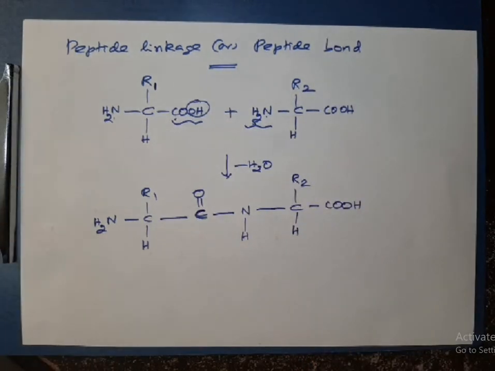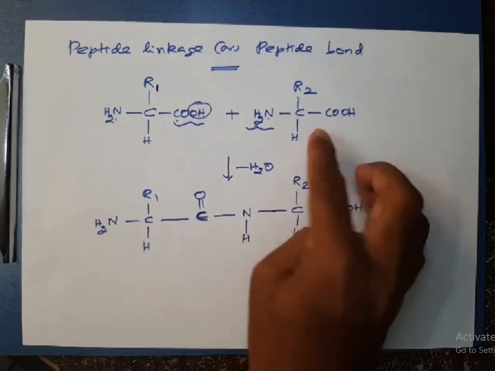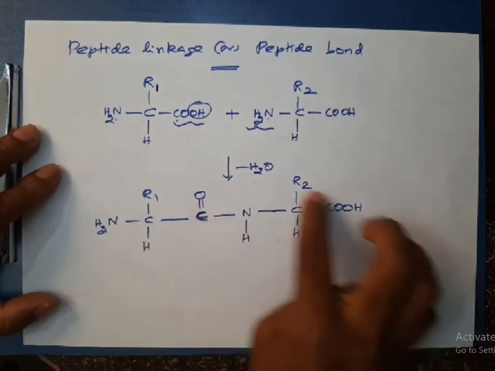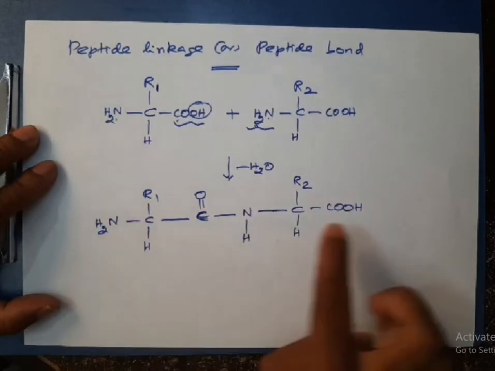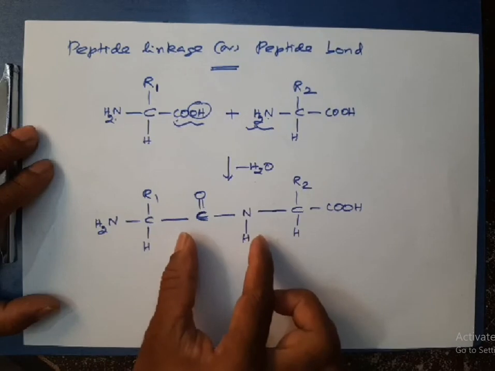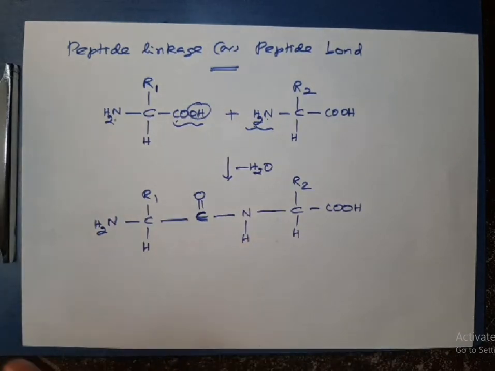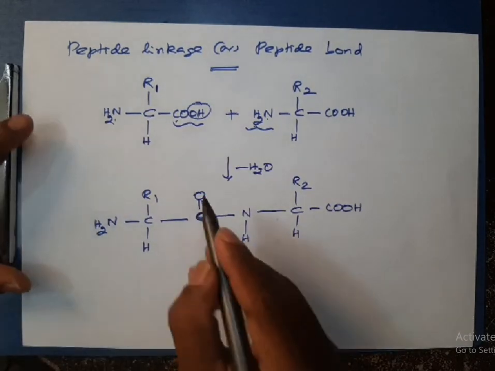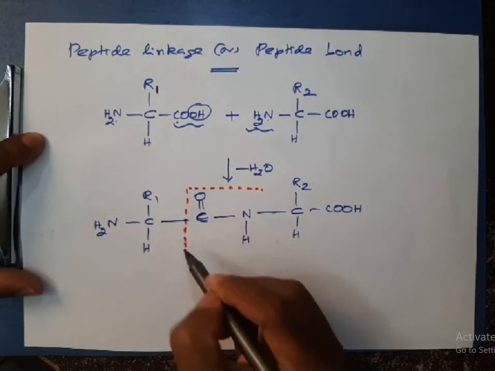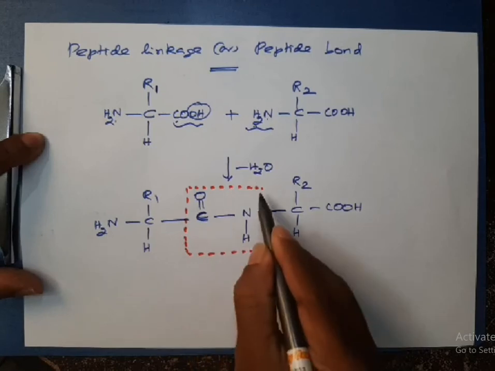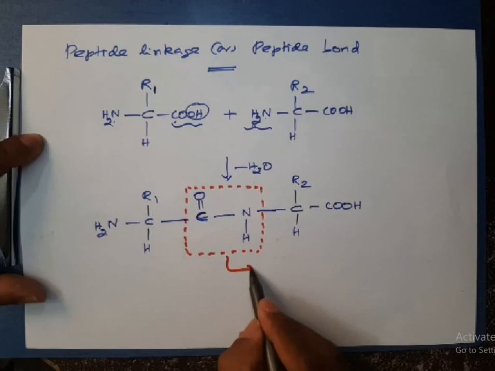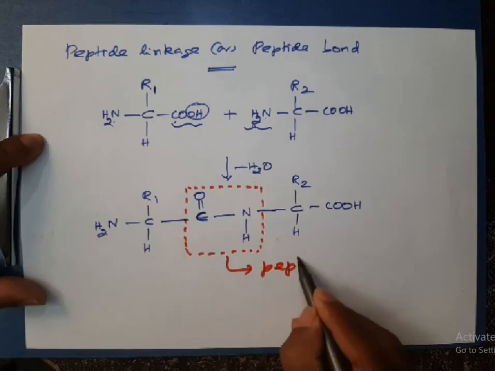We have taken two amino acids, the two amino acids react, eliminate a water molecule, and you will get a new compound. This is also an amino acid, but in between we have an amide linkage, and this linkage is what we call a peptide linkage. Students, observe carefully. CONH linkage is what we call a peptide linkage.